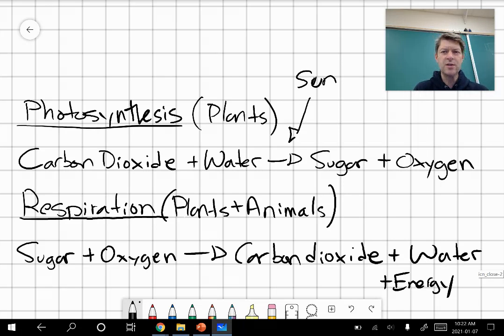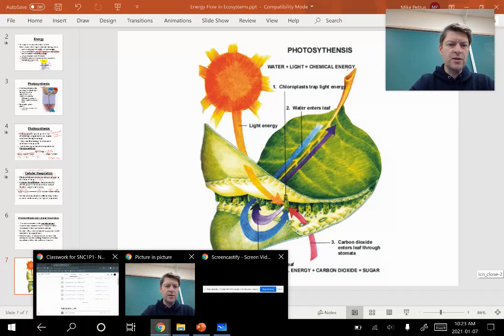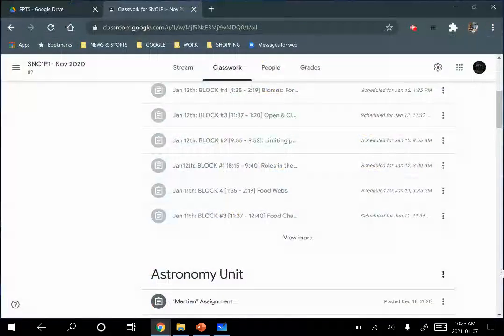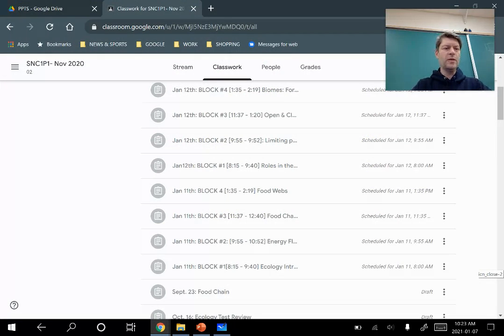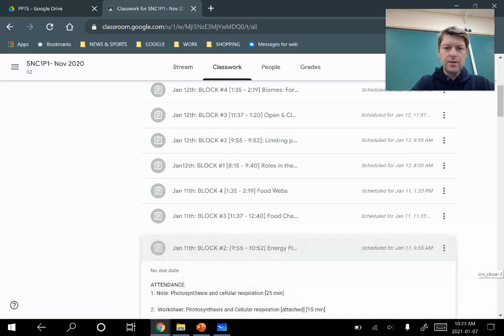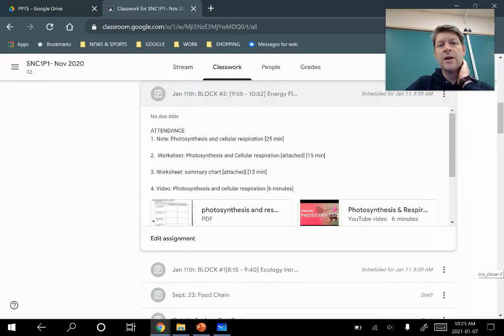So that's a decent little summary of the two main chemical reactions that we're supposed to be learning about today. And that does bring us to the last slide here. So let me go back to our PowerPoint. I don't think there was anything that we were missing there. And I just want to get you guys set up on what's left for block 2 here. So I'm going to open it up. Block 2 is from about 9:55 to 10:52, depending. So it says, do a note on photosynthesis and cellular respiration.